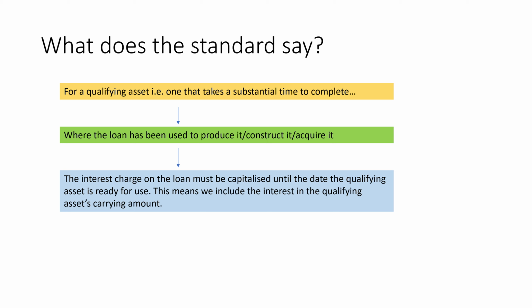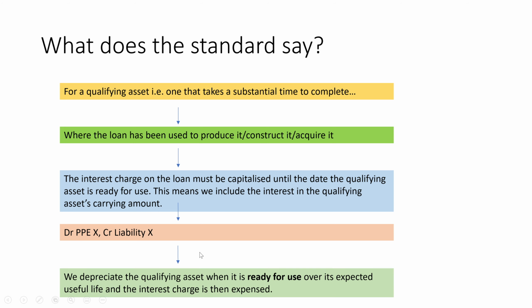Okay, that basically means when we say capitalize, we mean that we include the interest charge in PPE instead of recording it as an expense. So it becomes an asset instead of an expense, right? Okay, what is the double entry? For the interest charge, we debit PPE and we credit liability account.